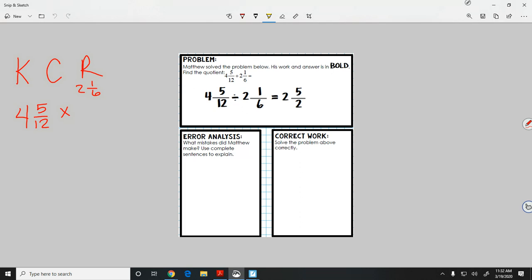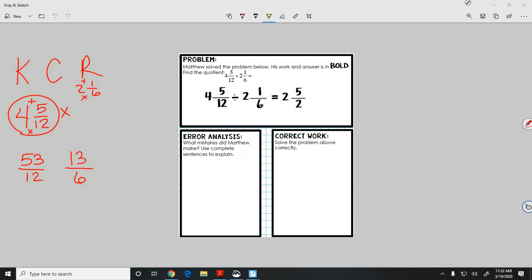That's right. We have to change these mixed numbers into improper fractions. And do you remember how you do that? You have to multiply, then add. So 4 times 12 is 48, plus 5 is 53. So we have 53 twelfths for our first factor. Our second factor, we have 6 times 2, which is 12, plus 1 is 13. So we have 13 as our numerator, and we keep the denominator, which is 6.